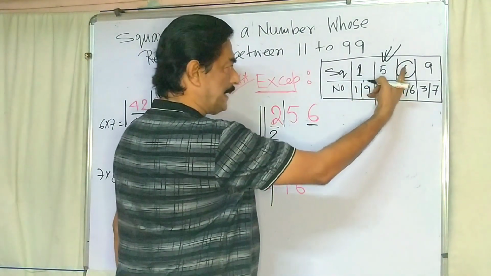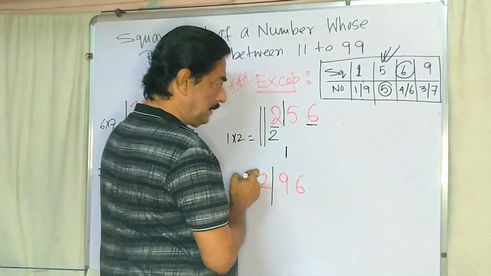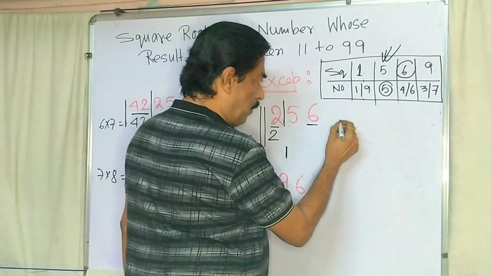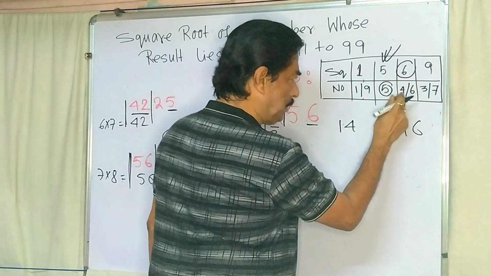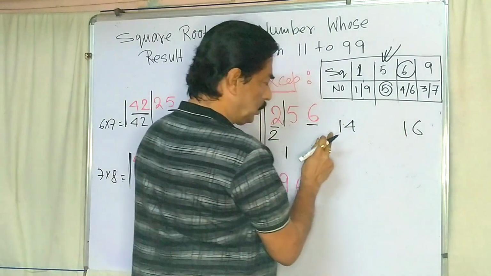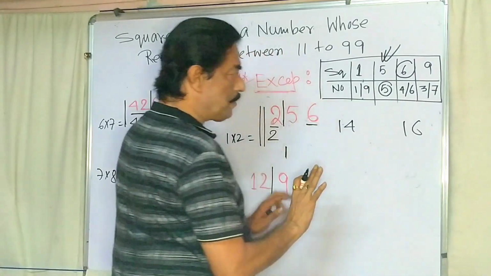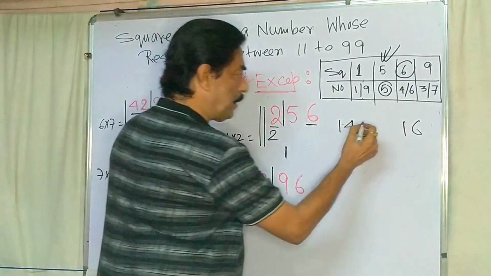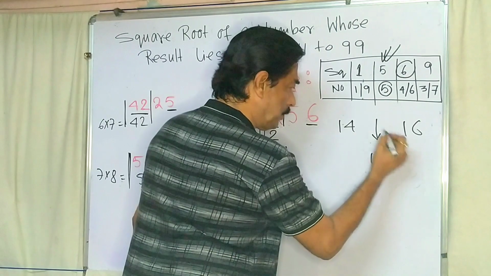Now under 6 there are two numbers. So the left hand digit of your answer is 1. Your answer may be 14 or 16, because under 6 there are two numbers, either 4 or 6. So your answer is 14 or 16. I am not sure, so I have to take the middle number 5. So I have to find the square of 15.